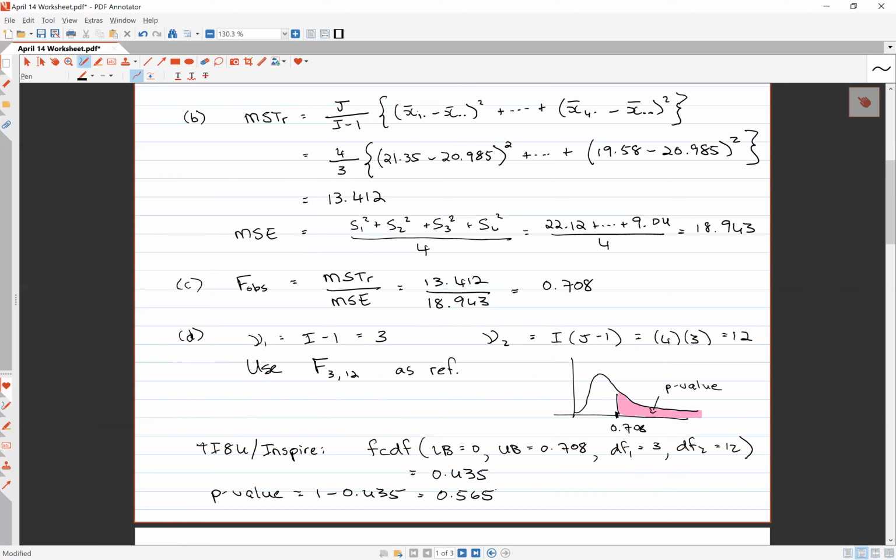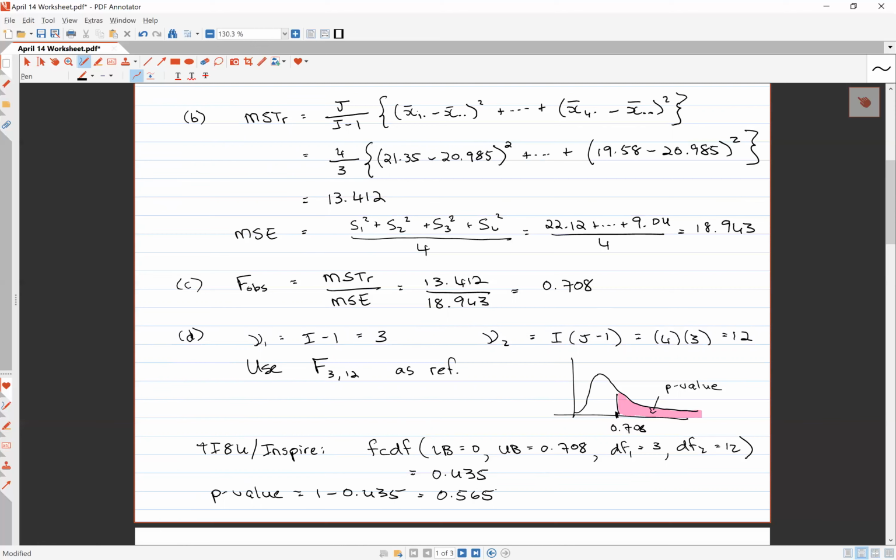Now, if anyone does not have a TI-84 or an Inspire, just reach out to me. There is a table you can use for these F calculations, but I suspect most of you have the calculators you need for this. But let me know if you don't.